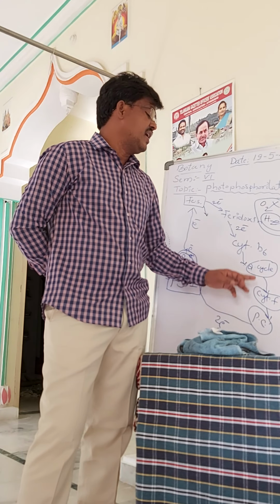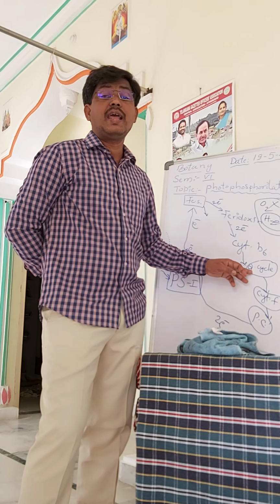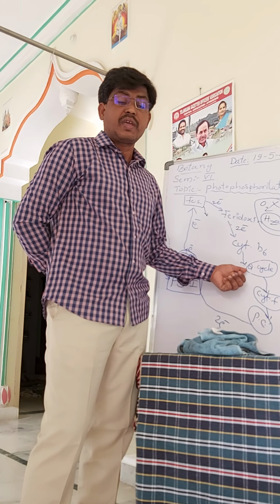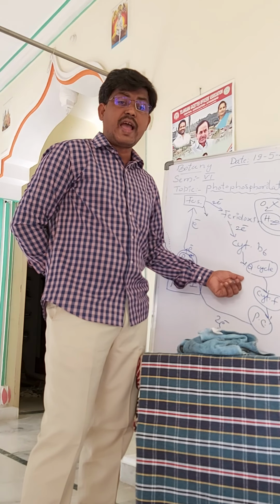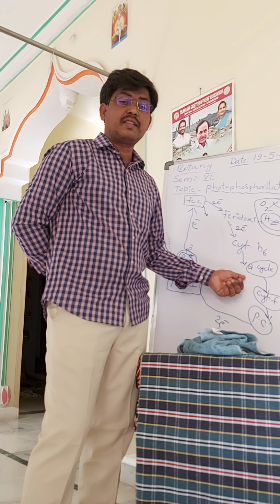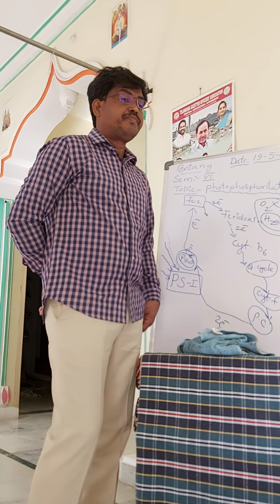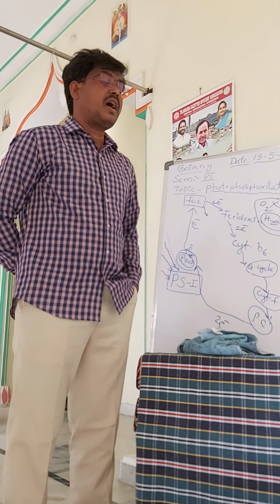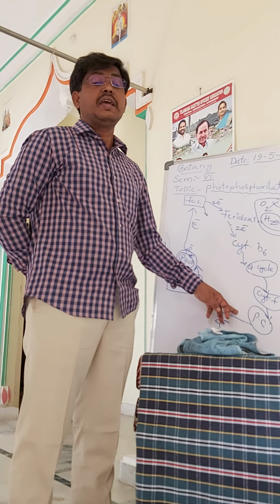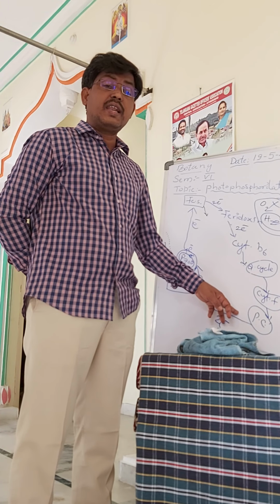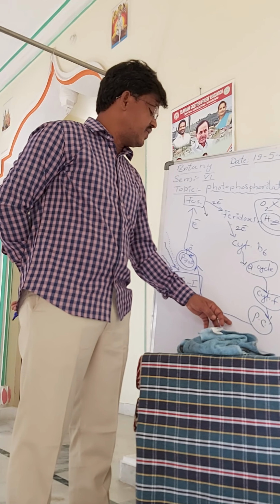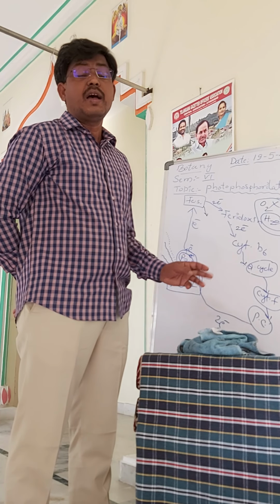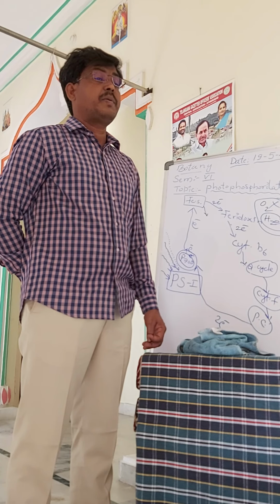Plastocyanin and plastoquinone are the mobile electron carriers. They move from one place to another on the thylakoid membrane. Finally, the plastocyanin receives the electrons, and the received electrons are transferred directly to the P700 of the PS1.